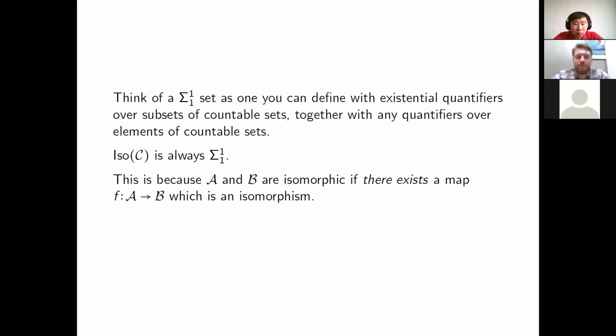So the isomorphism problem, ISO of C, is always Sigma 1-1. This is because A and B are isomorphic if there exists a map from A to B that's an isomorphism. There are uncountably many maps, so this is one of those quantifiers where you're only allowed to use existential quantifiers to get something Sigma 1-1. That's fine, you can say there exists a map. And then to ask if it's an isomorphism, that's quantifying just over elements of A and B, and those are quantifiers you're allowed to use and still be Borel. So the isomorphism problem is always Sigma 1-1, which is sort of the next level up from the Borel sets.